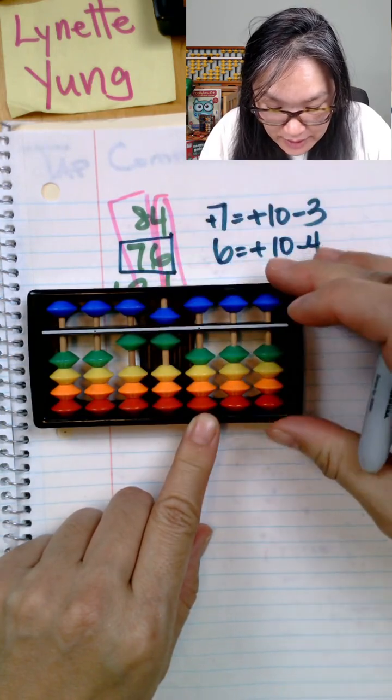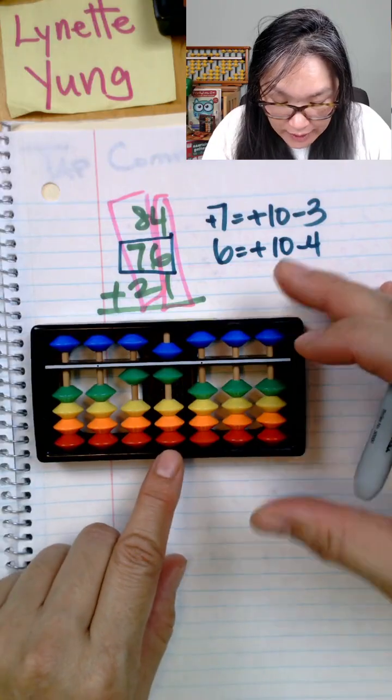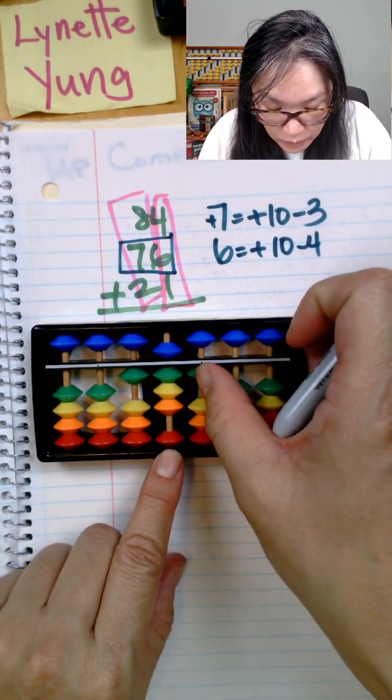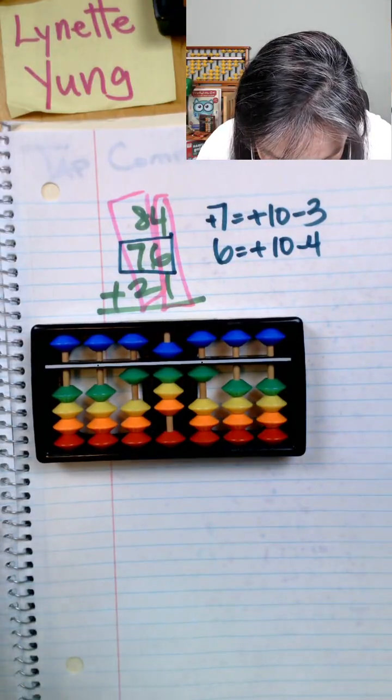I'm done with this. Now I'm going to move my abacus down and add the 21. So all I've got to do is add 20 and I add 1. And that's my answer. My answer is 181.